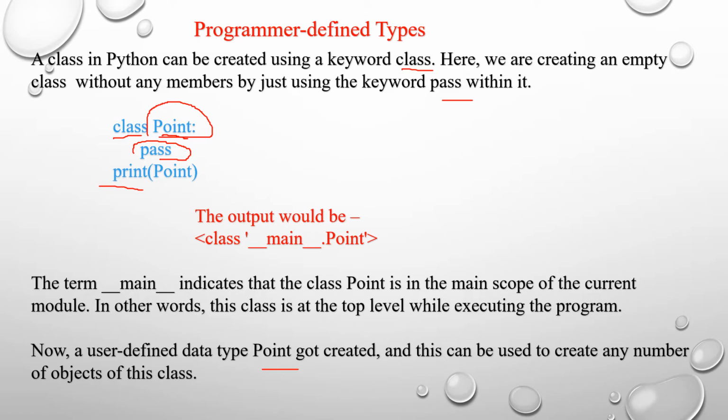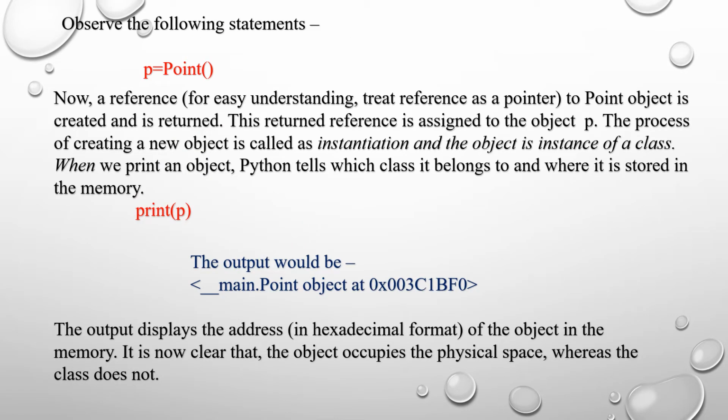So the user-defined data type Point got created, and this can be used to create any number of objects of this class. So using this Point, we can create any number of objects. Just observe the following statement. The statement is p equal to Point parentheses. For easy understanding, treat a reference as a pointer. A Point object is created and returned. This returned reference is assigned to the object p.